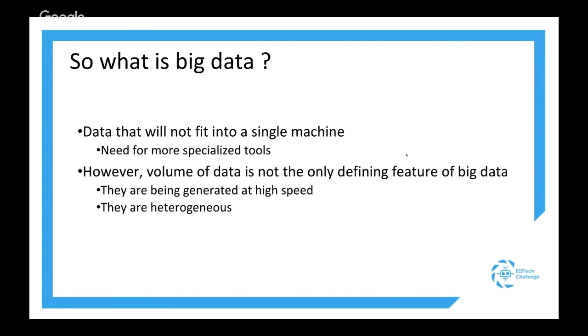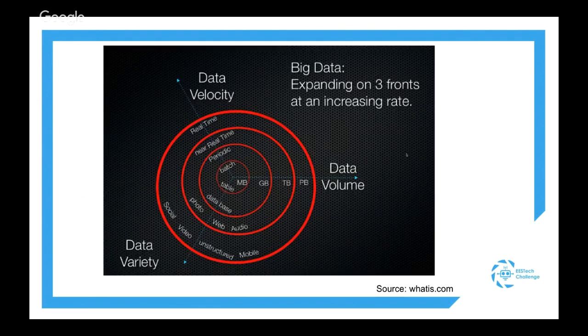So they are being generated at much higher speed, even near real time, compared to traditional data, and they are heterogeneous. There is a variety. You get data from sensors, you get data from mobile devices, so there is a large variety in data as well. So here are the 3 V's that we talked about, and basically the 3 V's are volume, velocity, and variety.